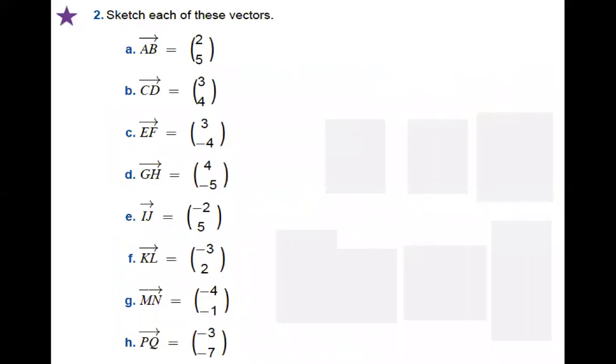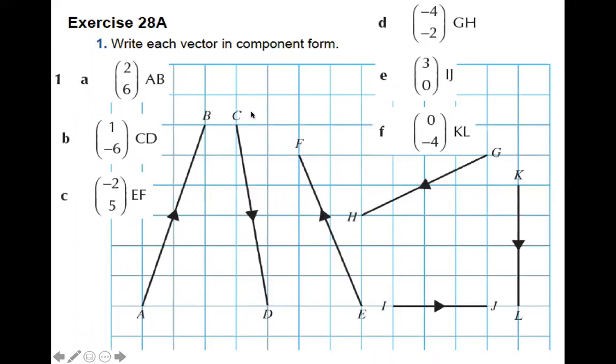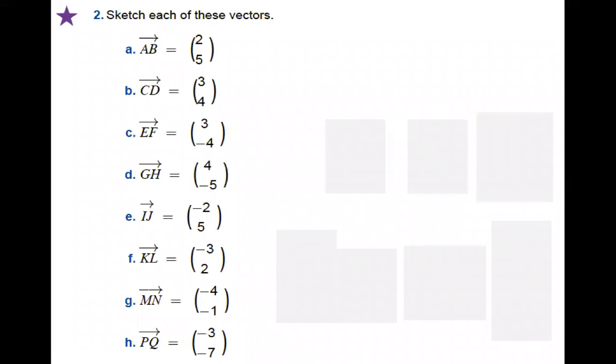So on the second exercise here, it's a bit doing the work the other way. So we were given the vector, we were asked to find the component form of it. Now we have the component form and we've got to sketch the vectors. Okay, so the first one we're going to sketch is AB. So I'm looking at A and B. So I need to put first my point A. So you decide wherever you want to put A.